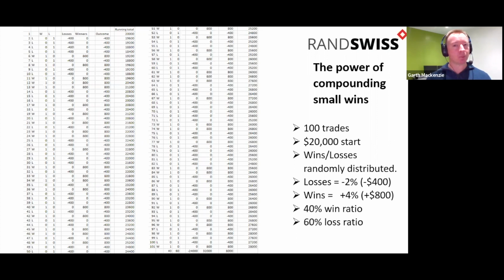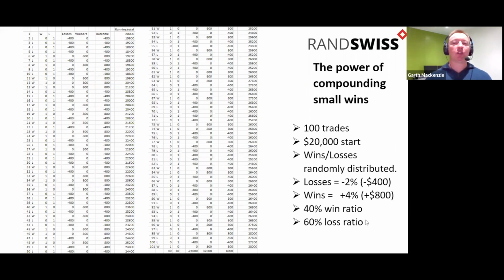So you're going to lose 2% of capital on your losing trades, but you're going to make 4% of capital on your winning trades. Then I've gone and made another conservative assumption, and I've made the assumption that you're only going to get 40% of your trades as winners, right? And 60% of your trades as losers.